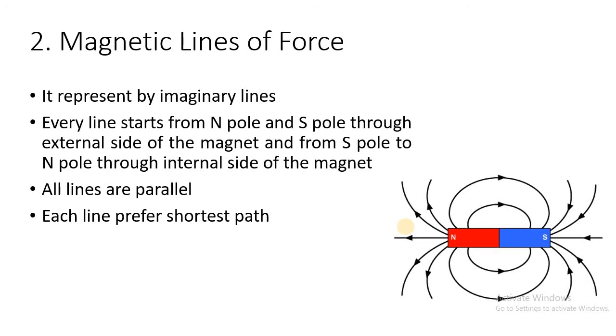The line which prefers the shortest path has the highest magnetic strength, and the line which is far from the magnet bar has weaker magnetic strength. And why do they prefer the shortest path? Because they don't want the large air resistance which they have to face when passing through the air.